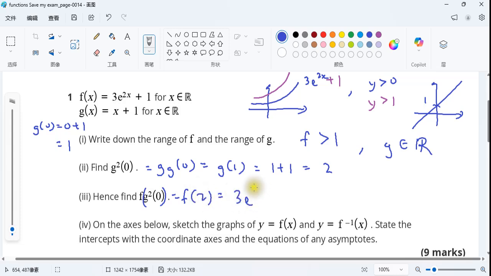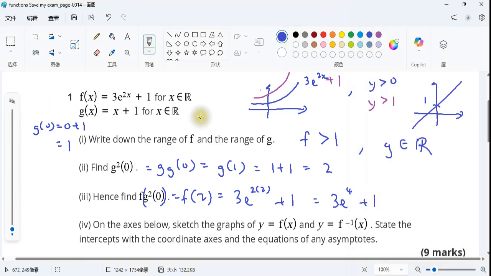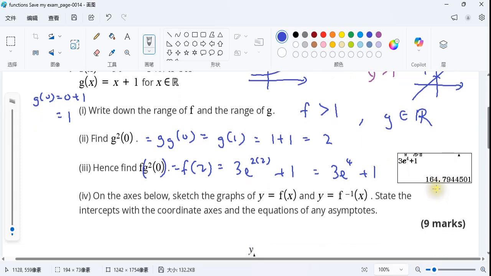Then it's 3e^(2 times 2) plus 1, then it's 3e to the power 4 plus 1. Okay, so we have 3e to the power 4 plus 1. We can just leave it in exponent form, or if you want to write it as a number, then it will be about 165.